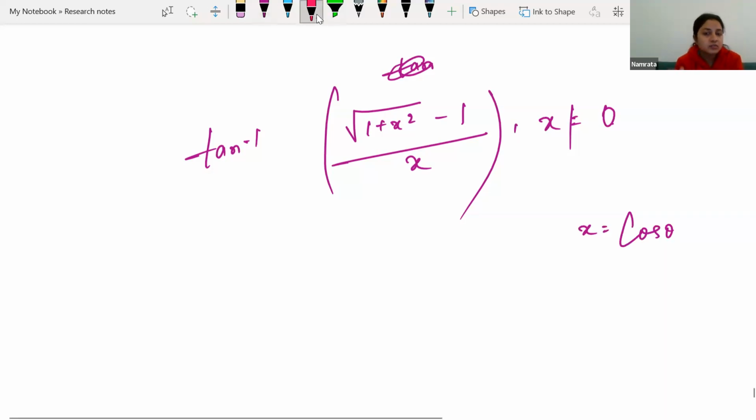So quickly we have to see. 1 plus cos square theta. We are not able to simplify it further, because 1 minus cos square theta is sin square theta. So cos is not working. Can you see?